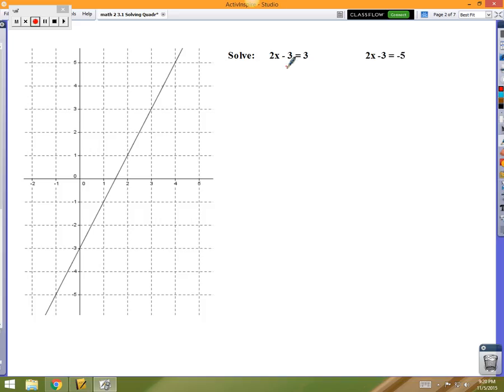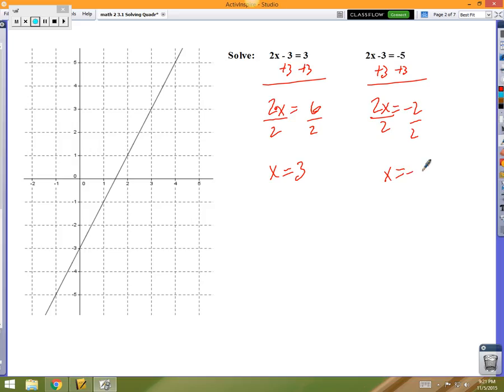So cops and robbers, let's undo the subtraction first. Add 3, add 3. So you get 2x is equal to 6. Now undo the multiplication. Divide by 2, divide by 2, x is equal to 3. And then this one over here, 2x minus 3 equals -5. Add 3, add 3. 2x is equal to -2. Undo the multiplication. Divide by 2, divide by 2, x equals -1.